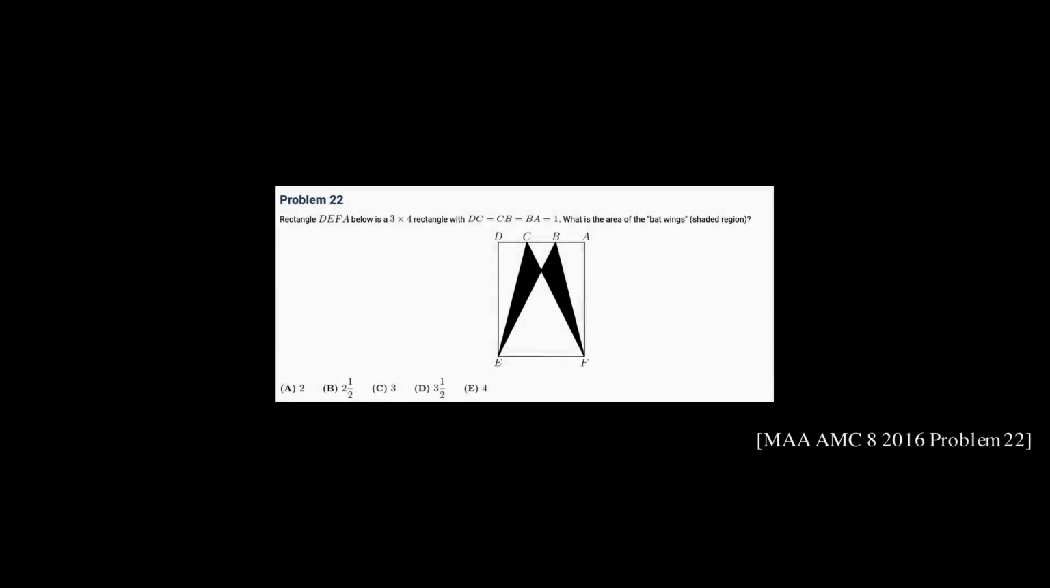Here's a problem from the 2016 AMC 8. Rectangle DEFA below is a 3x4 rectangle with DC equal to CB equal to BA equal to 1. What is the area of the bat wings shaded region? Pause the video and try to solve it yourself. Okay, let's work through it together.